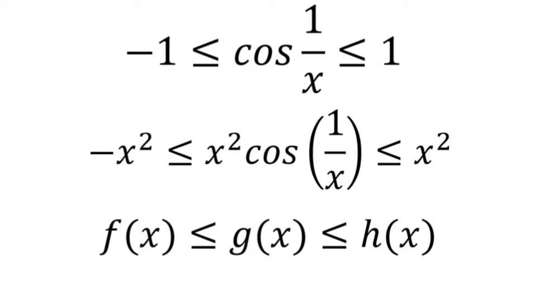Now if we multiply each of our three equations by x squared, we can get our original function of x squared cosine 1 over x, and our two new functions for f of x and h of x based on the bounds of the original equation.